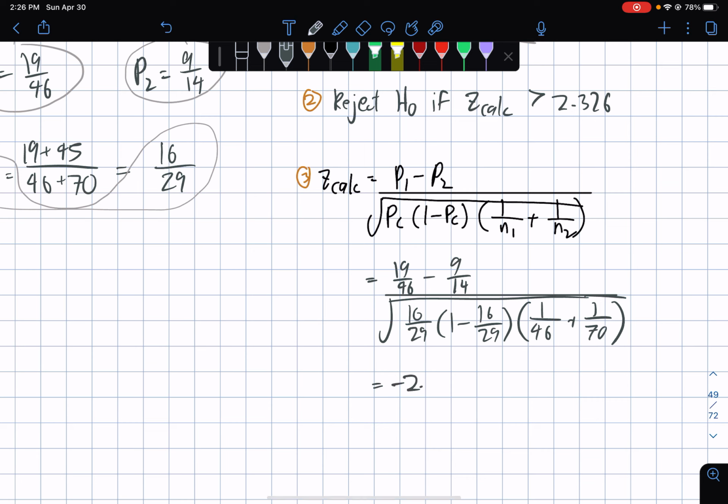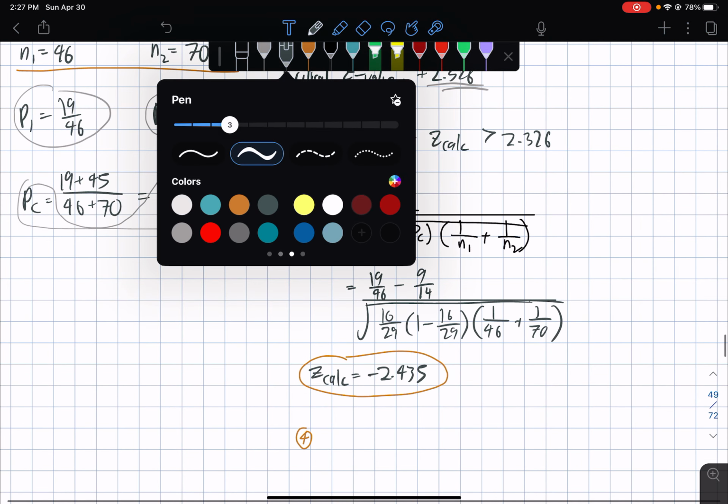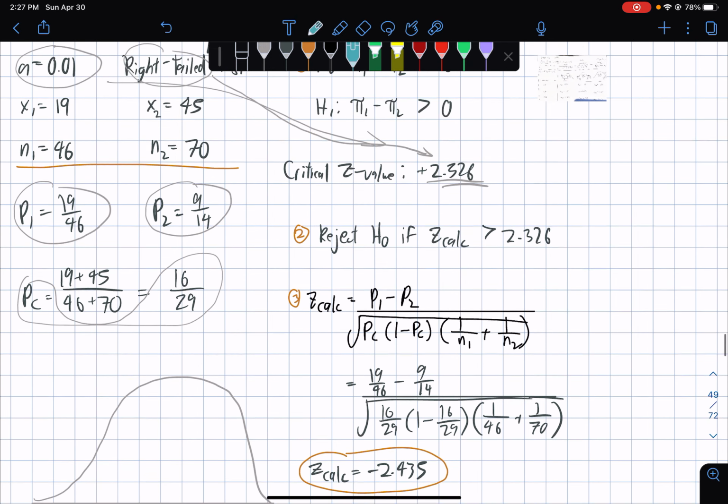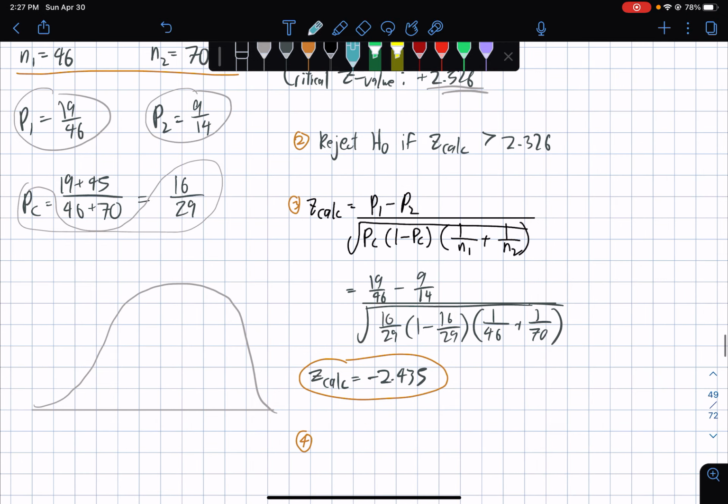So we have negative 2.435. This is a right-tailed test. Critical Z value is 2.326. 2.326 is here. And then negative 2.435 is here.